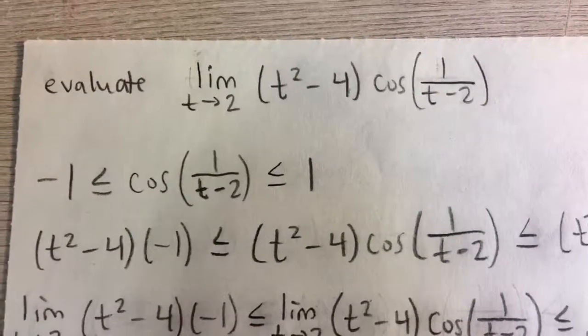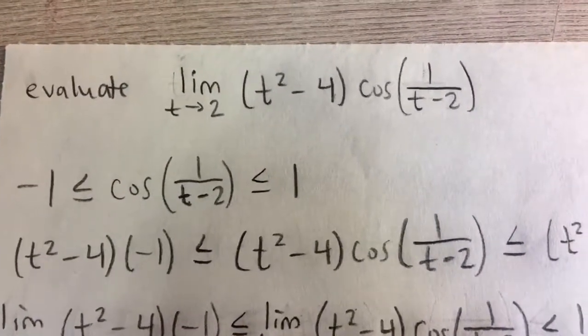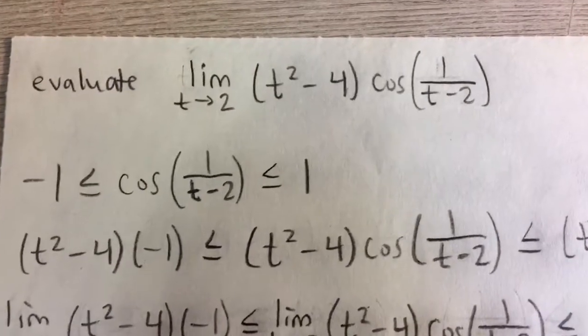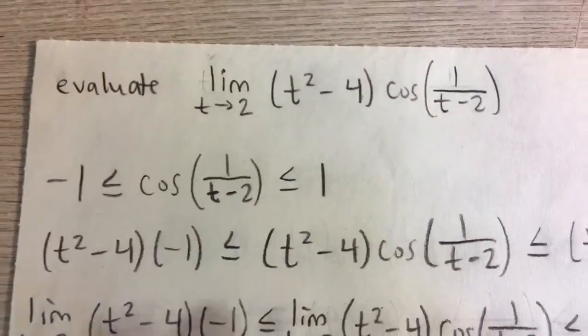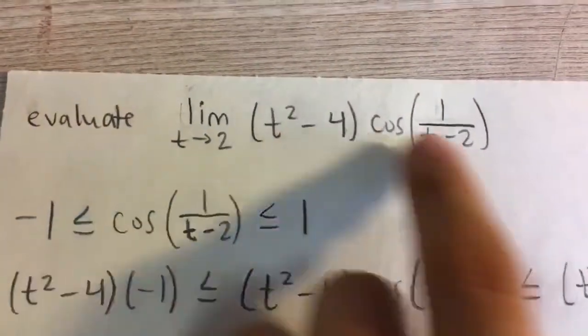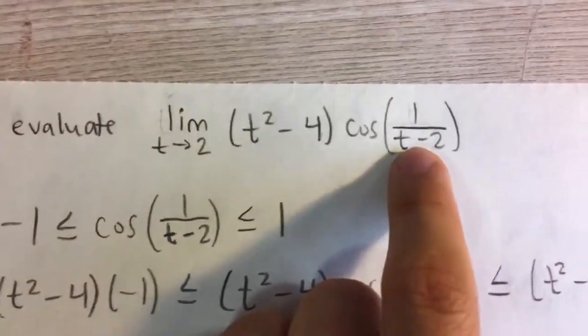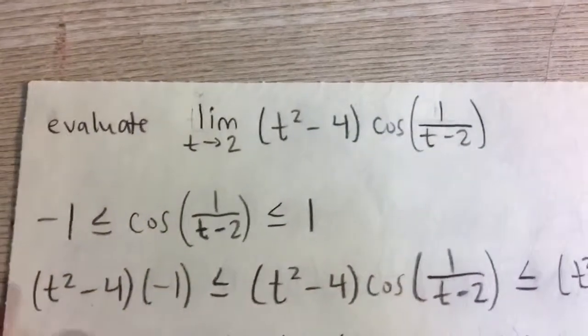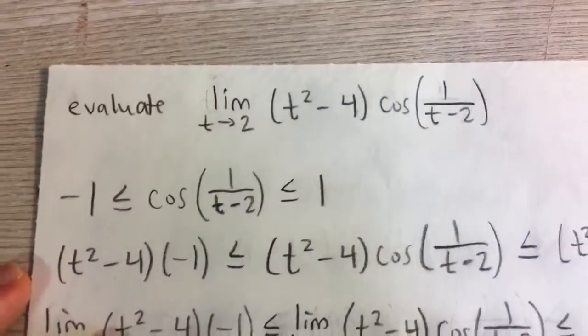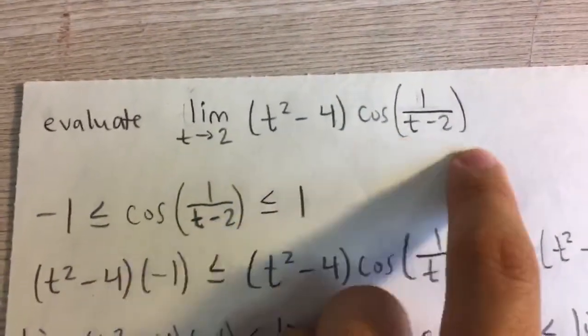Evaluate the limit as t approaches 2 of (t squared minus 4) multiplied by cosine of 1 over (t minus 2). First off, notice that if we plug in 2 into this expression, we'll get cosine of 1 over 0, which would be undefined, because you can't divide by 0. So what we have to do is use the squeeze theorem for this cosine part.